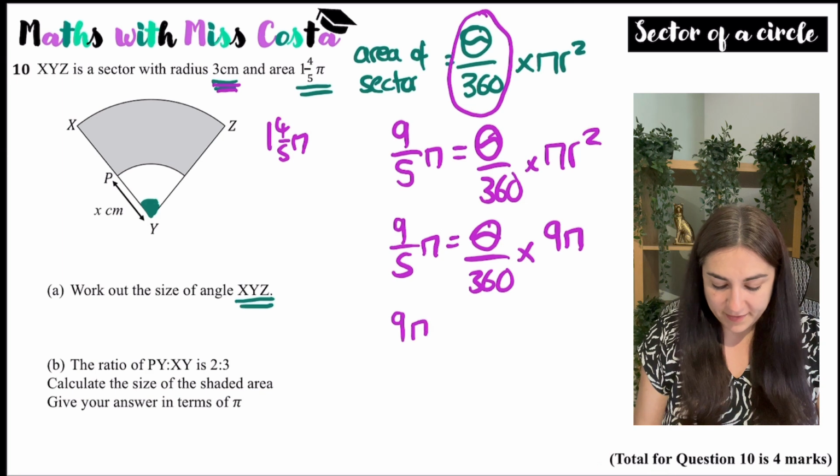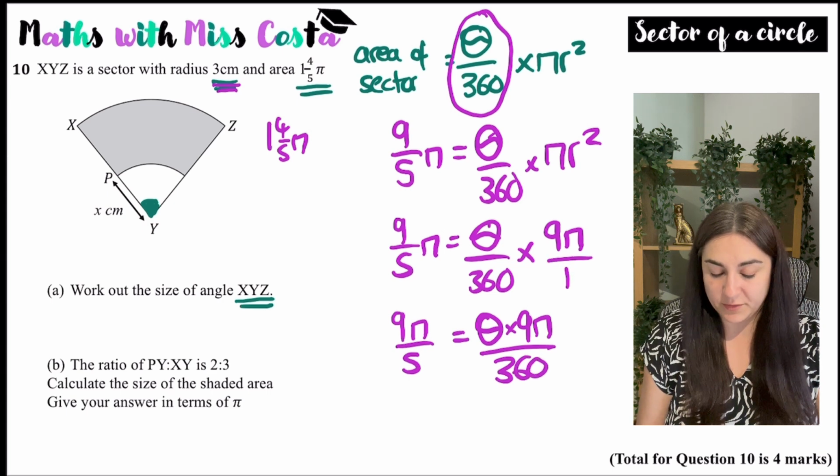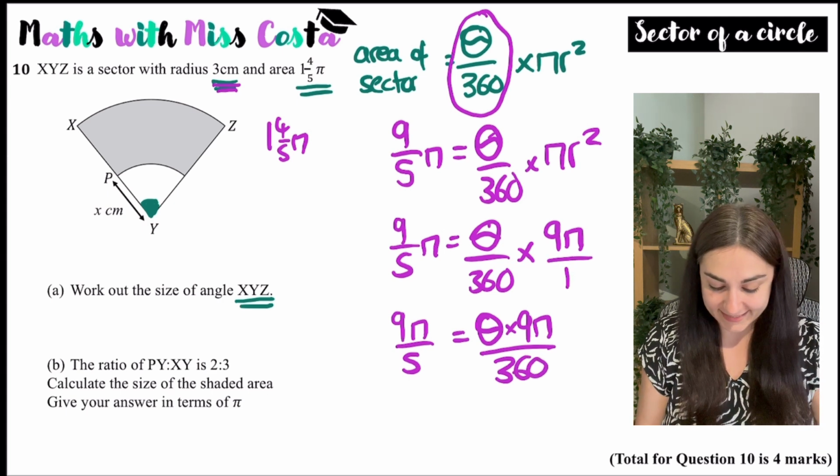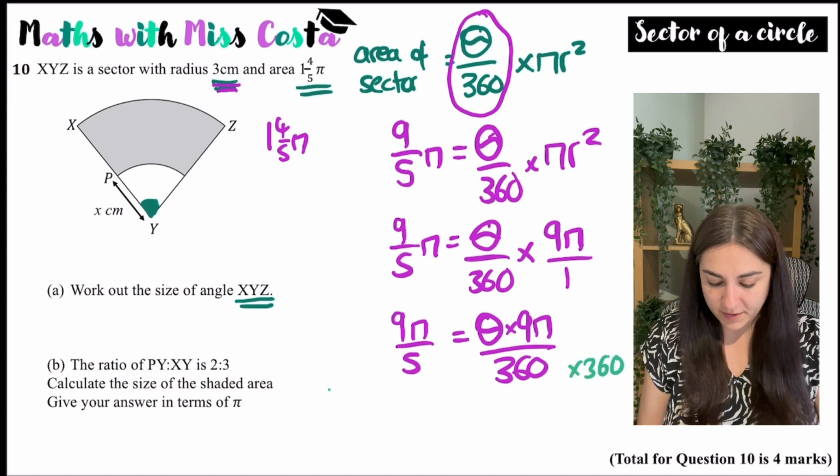So let's simplify that a bit. 9 pi over 5 is equal to theta times by 9 pi over 360. And I've just simplified that because that would just be 1. So I can bring the numerators together. What can I now do? Well, I can multiply it by 360.